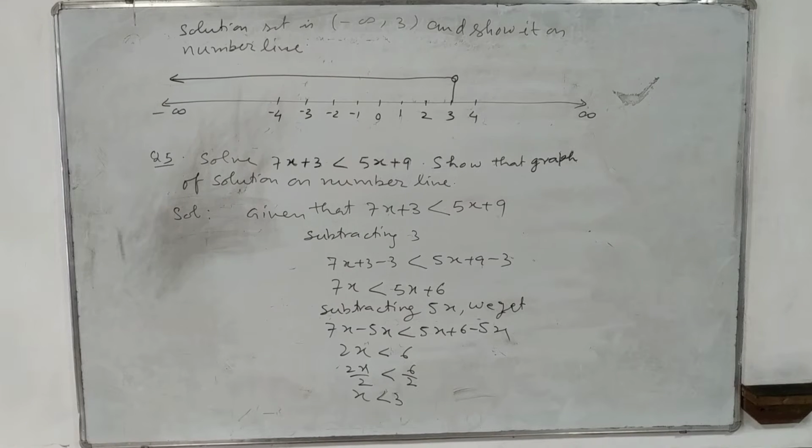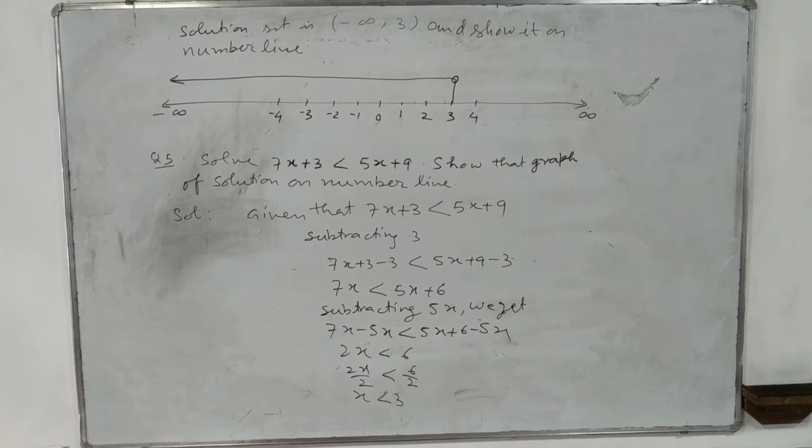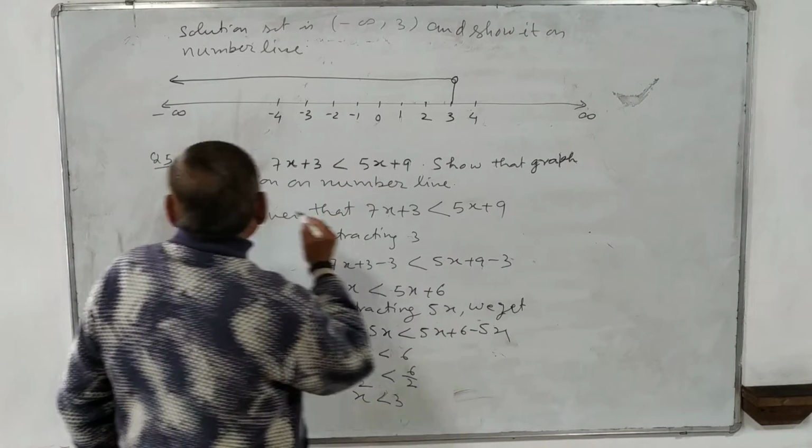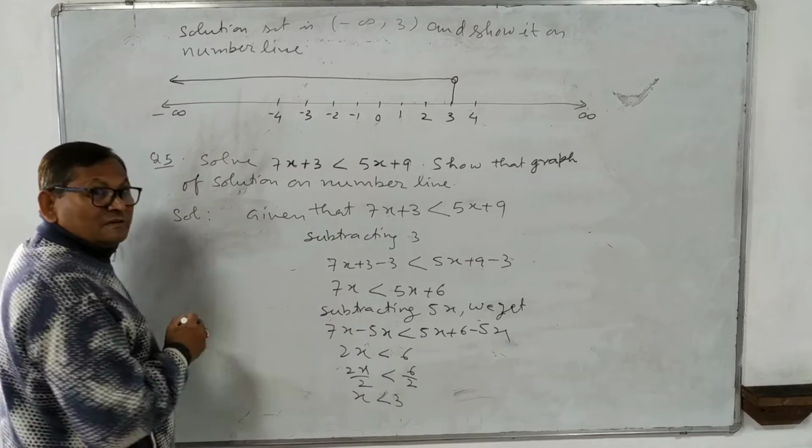Now solve the inequality 7x plus 3 is less than 5x plus 9, so that the graph of the solution on the number line is this much.